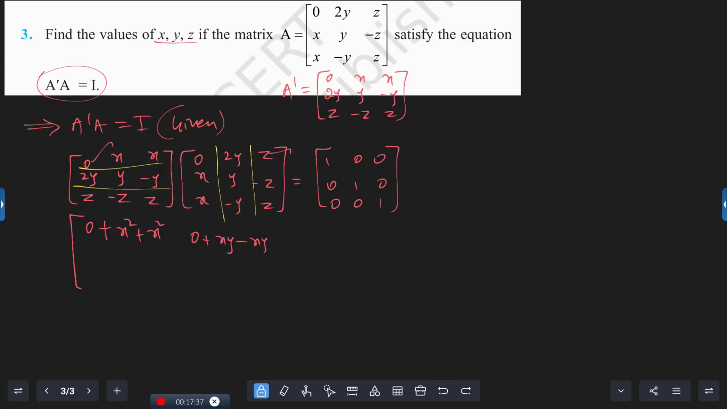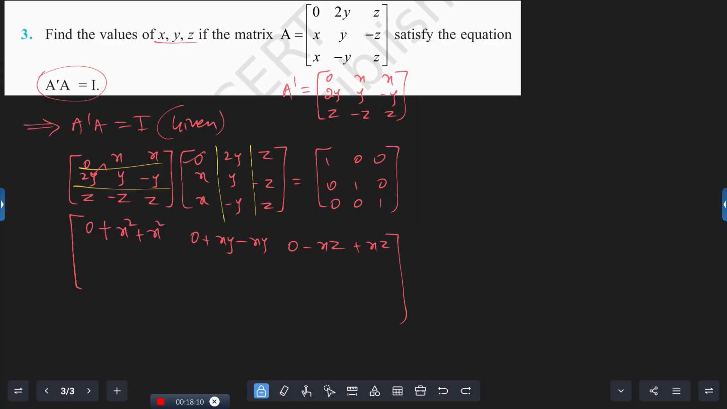0 into z, 0; and x into minus z, minus xz; and x into z, xz, as it is plus xz as it is. So this is my row with the column I did. This is one row I took, I multiply with each column. In the same manner I have to take the second row and multiply with each column.